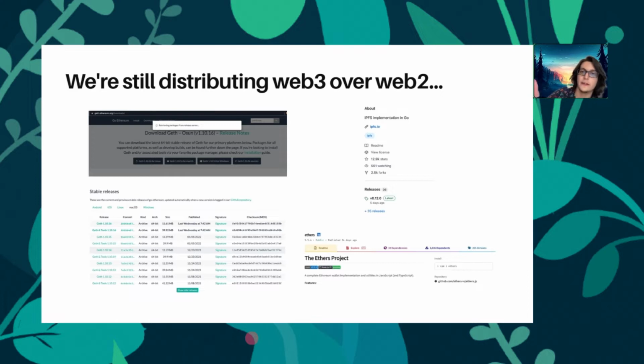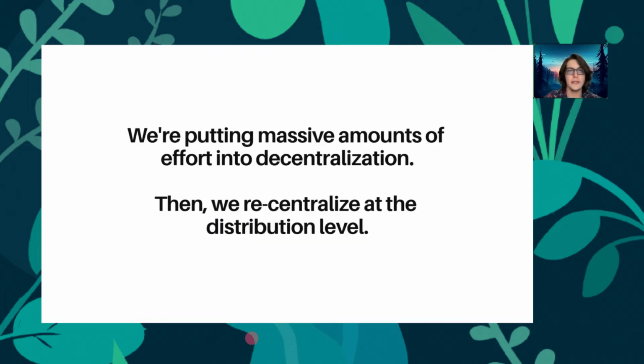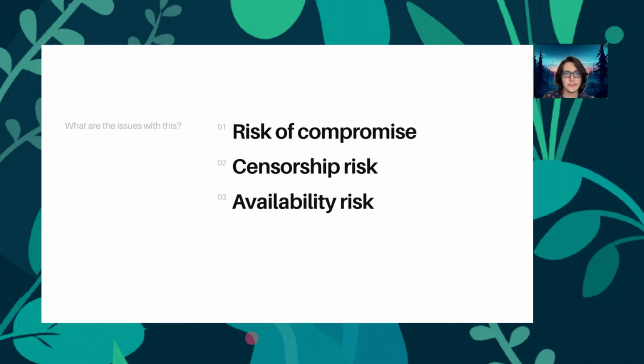Another example is Go IPFS, the Ethers project, and pretty much any Web3 project you can name. I'm willing to bet some good money that it's still being distributed over Web2. So we're putting all this massive amount of effort and energy into decentralization and security and making sure everything is censorship resistant. But then we go and re-centralize it at the distribution level once we actually want to build it and share it. So what are some of the issues with this?